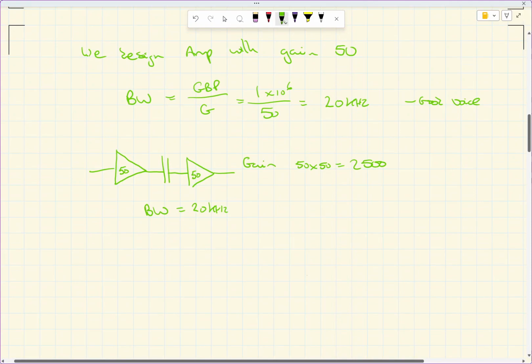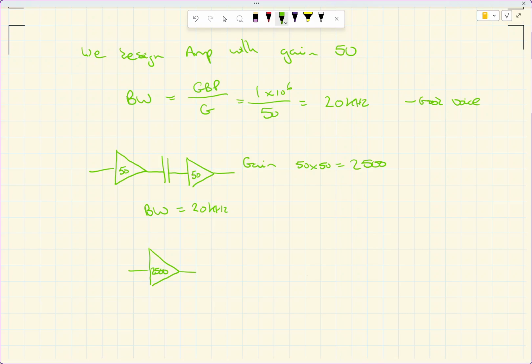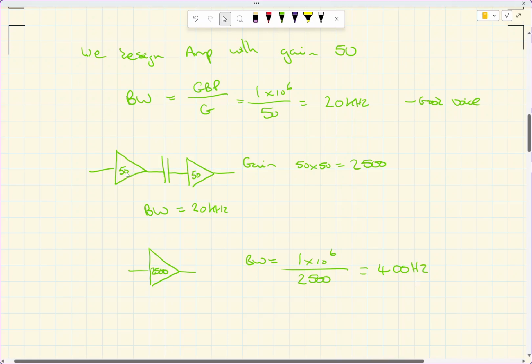But if I was to do one big huge amplifier there of 2500, my bandwidth now is going to be 1 times 10 to the 6 divided by 2500, and we're going to have a bandwidth of, I think it's 400 hertz. So that's why we can go for lots and lots of smaller amplifiers rather than one big one, so we can maintain the bandwidth of our signal going through.